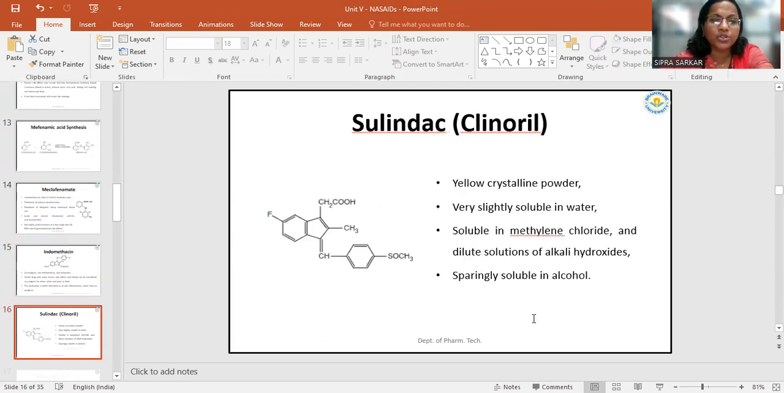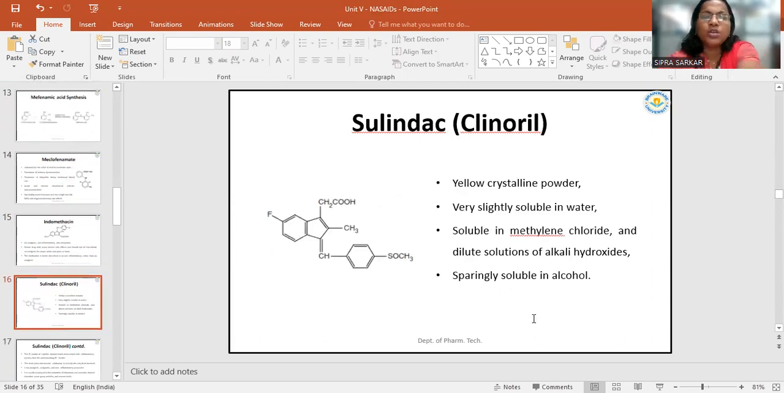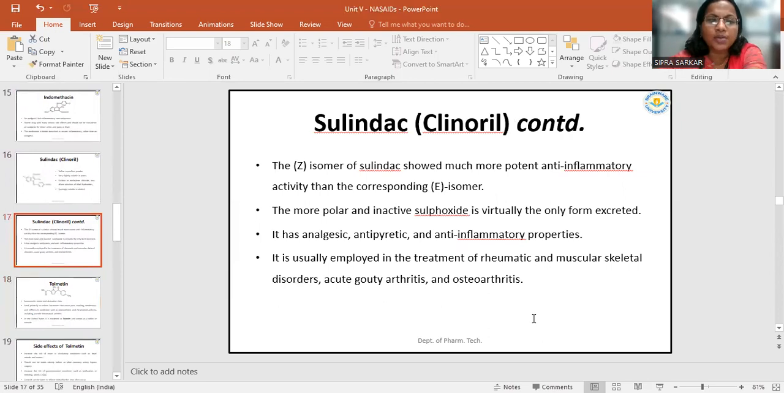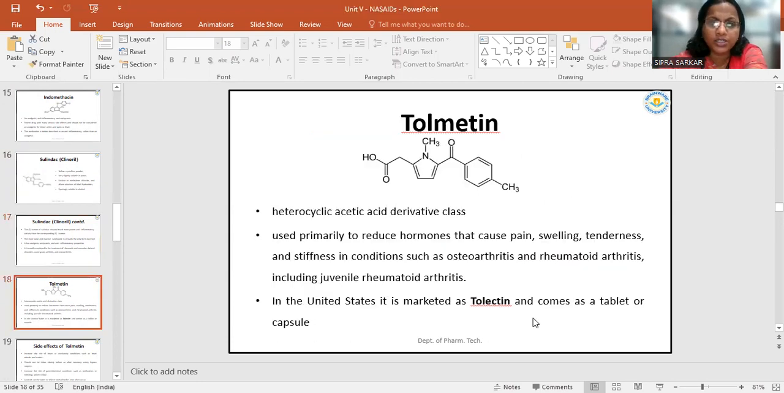It is basically anti-inflammatory. Sulindac is one of the drugs, a crystalline powder, very soluble in water, soluble in methylene chloride and dilute alkali hydroxide solution, and sparingly soluble in alcohol also. For sulindac, you should study that the Z isomer showed much more potent anti-inflammatory activity than the corresponding E isomer. The more polar and inactive sulfone is virtually the only form excreted. It has analgesic, antipyretic, and anti-inflammatory properties also. It is also employed in the treatment of rheumatic and musculoskeletal disorders, acute gouty arthritis, and osteoarthritis.